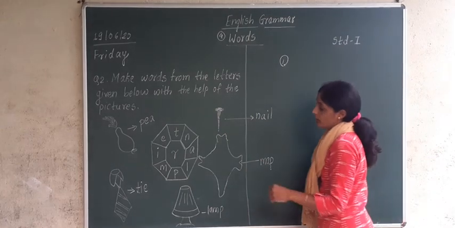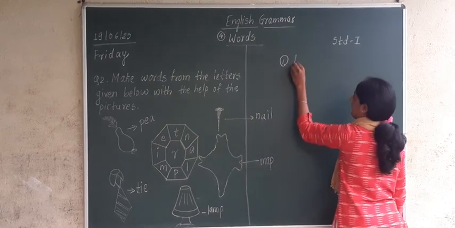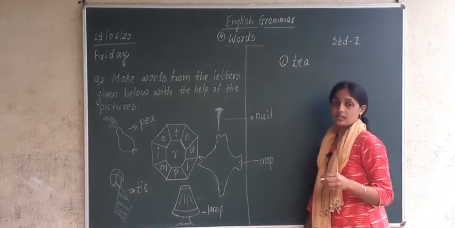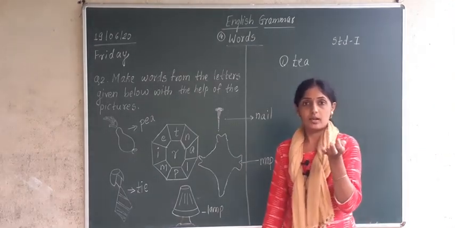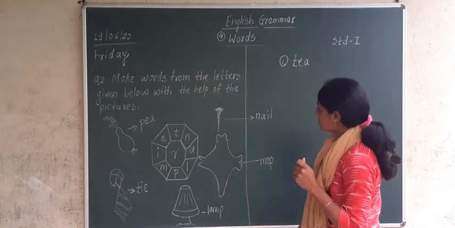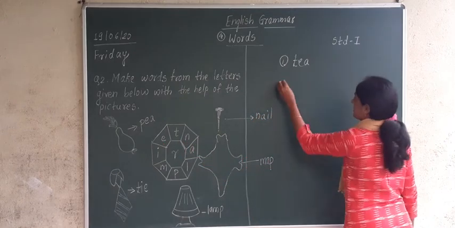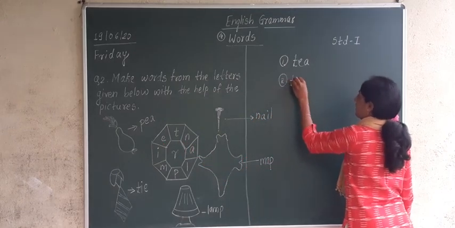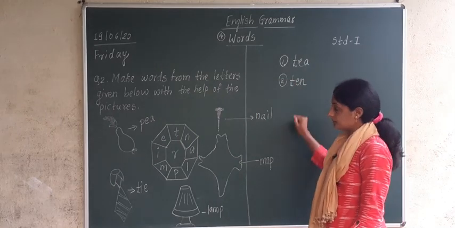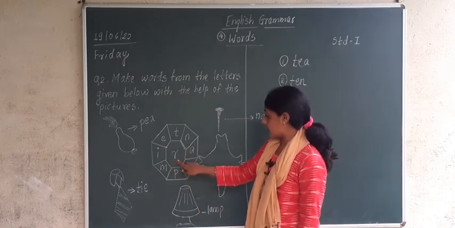Now for example, T-E-A, tea. What do you mean by tea? Tea means chaha in Marathi, correct or not? We drink it in the morning, right? Next word which you can make is T-E-N, ten. Ten is what? It is a number.